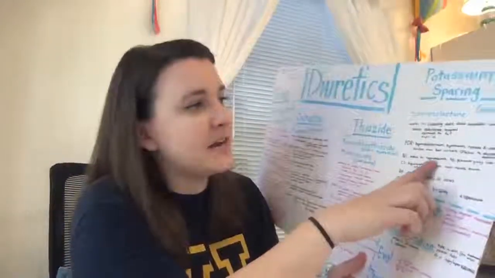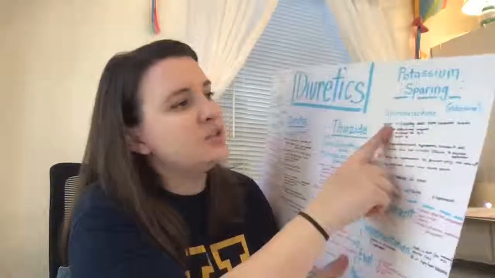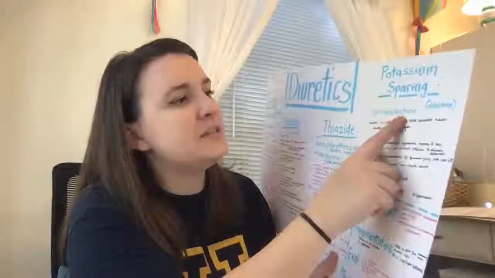Okay, the next category is potassium-sparing diuretics. These work in the collecting ducts and the distal convoluted tubules. The drug here is spironolactone.